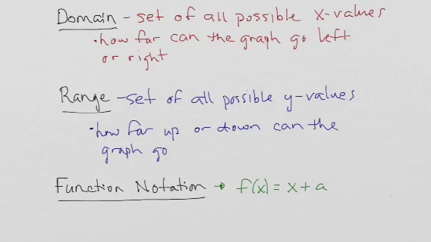First one is domain, which is the set of all possible x values. Essentially, you're just going to ask yourself how far can the graph go to the left or to the right, and then you're going to write a set for that. Then there's the range, which is the set of all possible y values. And that'd be how far up or down can the graph go. And then sometimes there's limits, sometimes that's infinity or negative infinity.